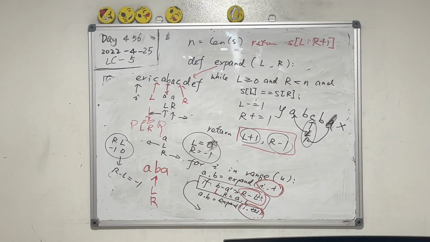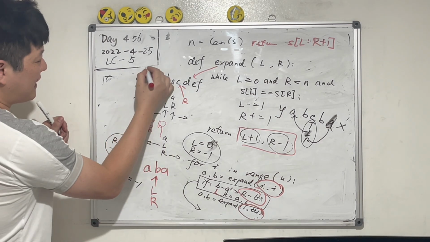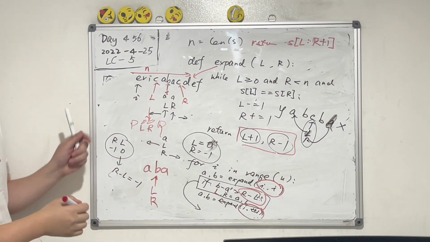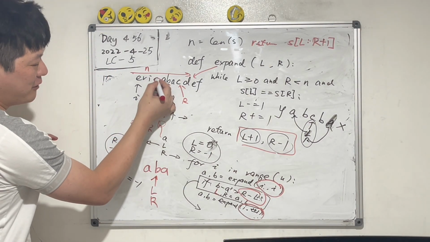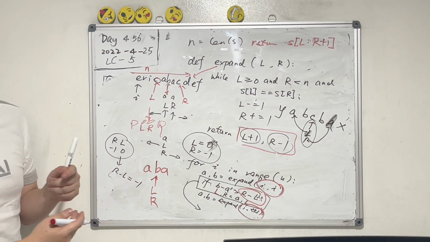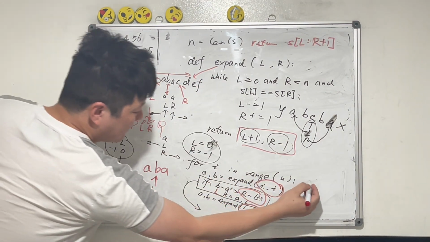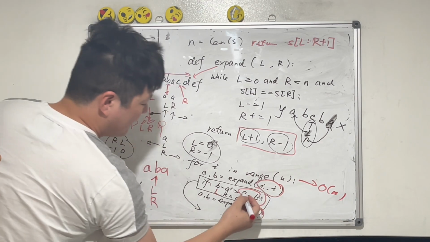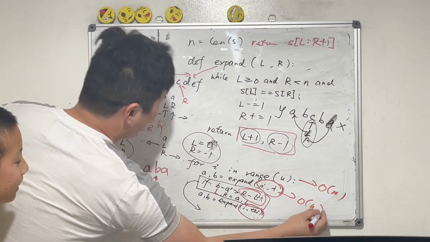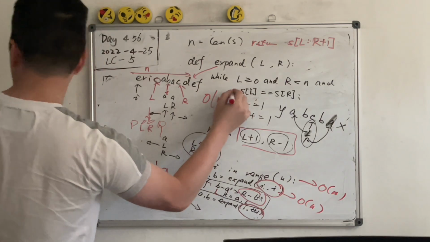Oh, one more thing, the time complexity. Look, this is n characters. We go through this, that's n. And for each one we need to expand, that takes n. So what's the time complexity? This is n times n, O(n square). Yes, O(n square).